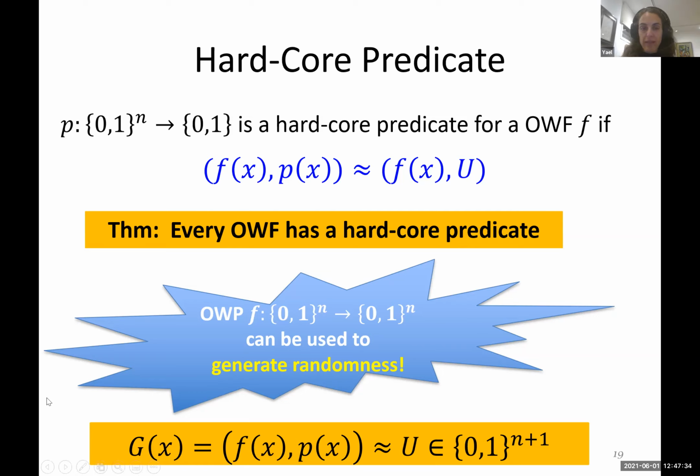How does it do that? G of x outputs f of x, which is, if x is random, f of x is random because it's a permutation. So it takes a random input to a random output. So this is random. But it adds to it one additional bit, and that's the hardcore predicate.